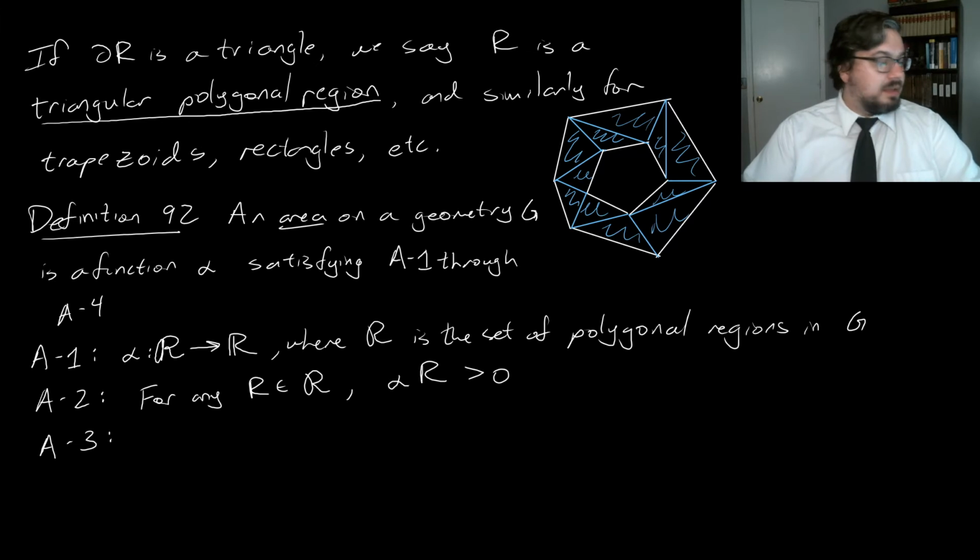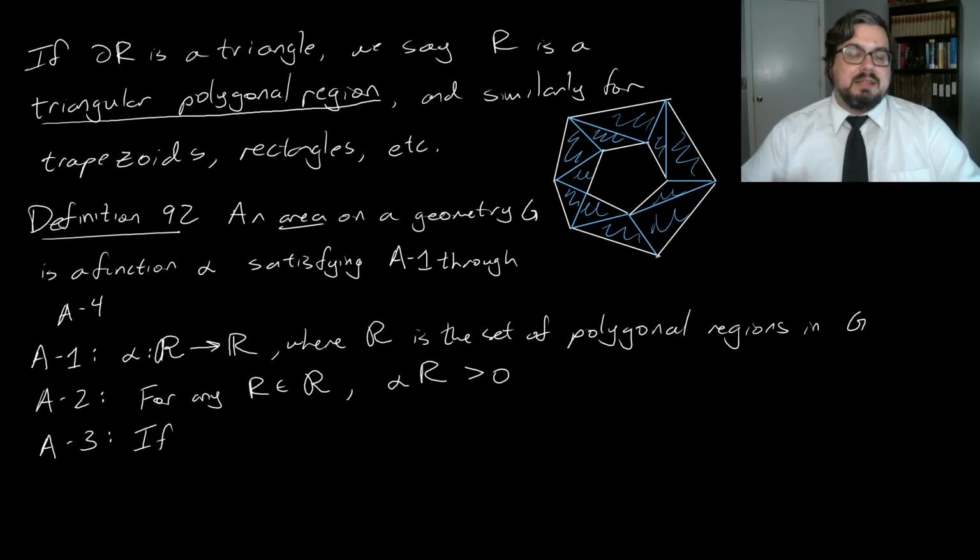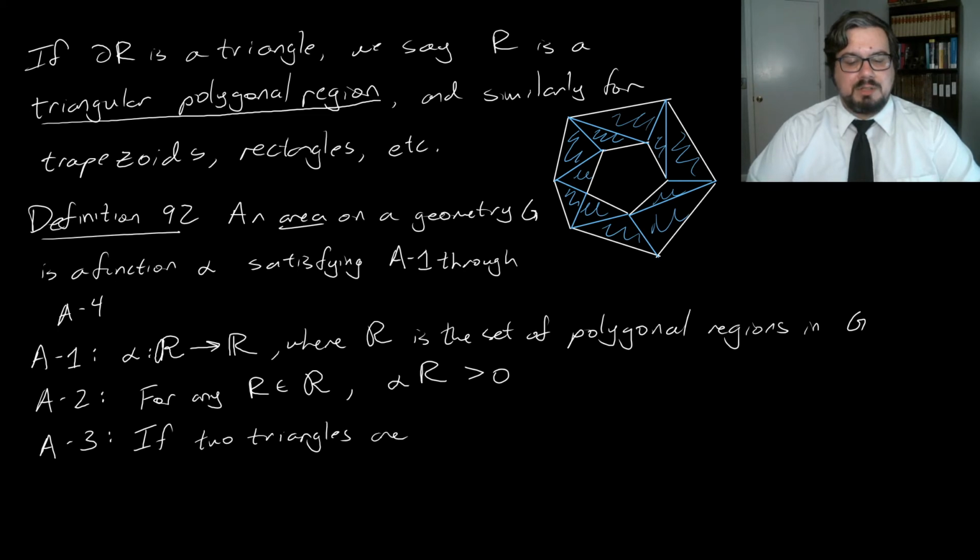A3, we want to make sure that our area is consistent throughout our geometry, that we don't have weird stretching of space where things are arbitrarily bigger in one place than another. So we want to show that if two triangles are congruent, their regions have equal area.